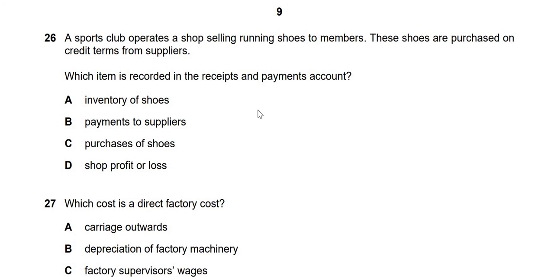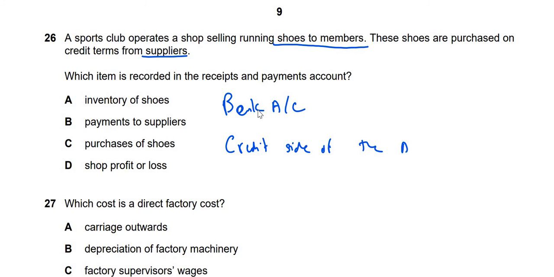Question 26. A sport club operates shops selling running shoes to members. These shoes are purchased on credit terms from suppliers. Which item is recorded in the receipts and payments account? So look, receipts and payments account is a bank account for the sports club. Payments to suppliers will be recorded on the credit side of the account. Since you're recording it on the credit side, it's a payment to suppliers.